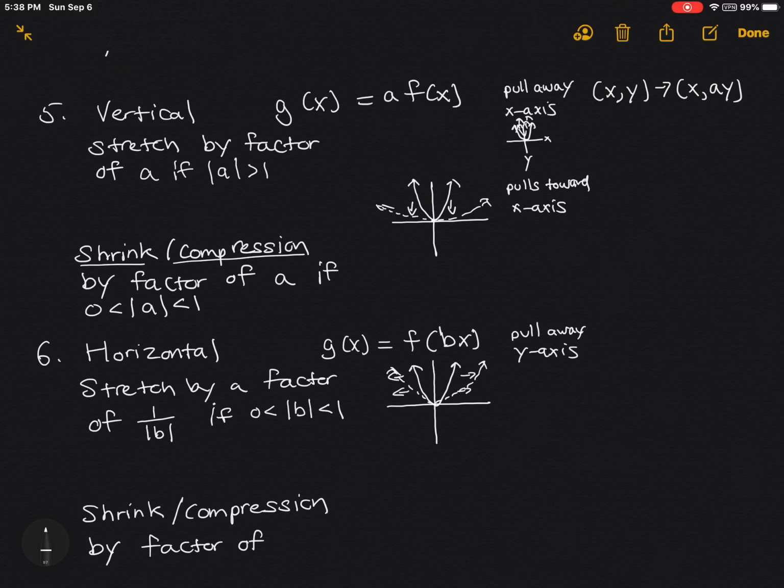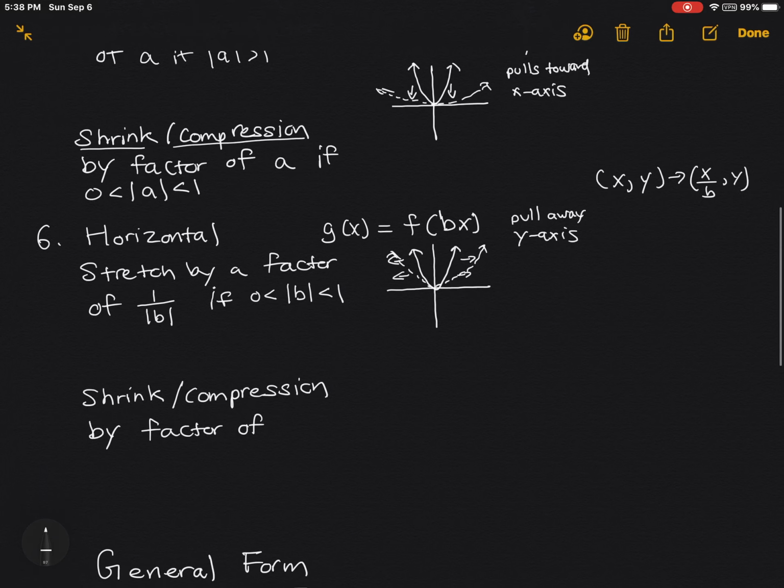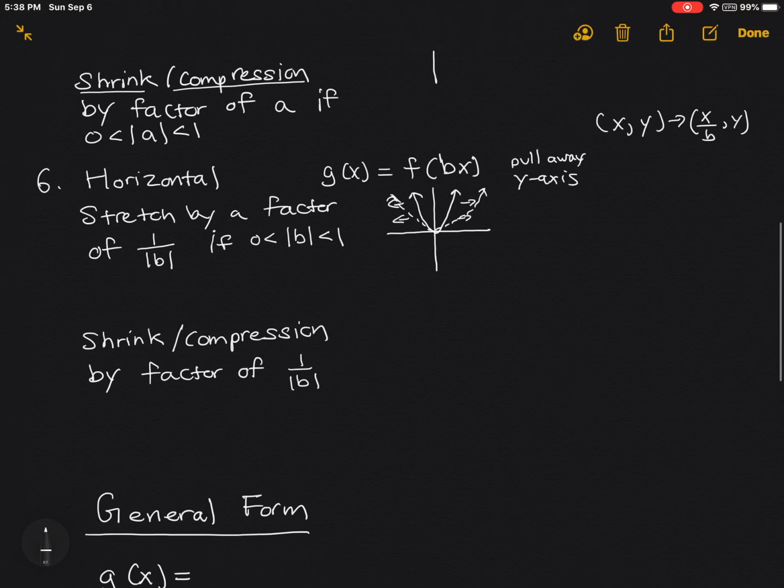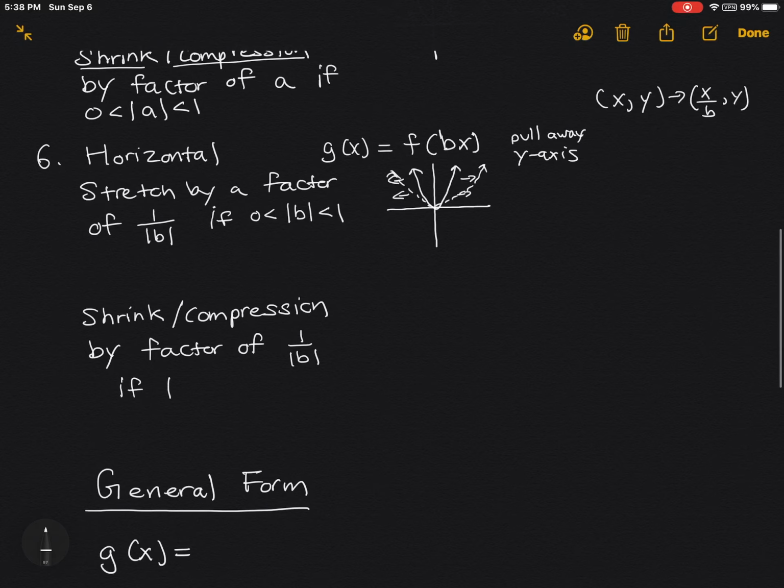All right, what does this actual coordinate rule look like? (x, y) is going to be (x over b, y), and over here you keep your y value. Basically, you take your x value, divide by whatever b is, all right? Okay, the very last one is a horizontal shrink or compression by a factor of also 1 over b, okay? But if the absolute value of b is greater than 1. And what is a horizontal shrink or compression? If I take my parabola, if you think about horizontally, right, I'm going to pull towards the y-axis.